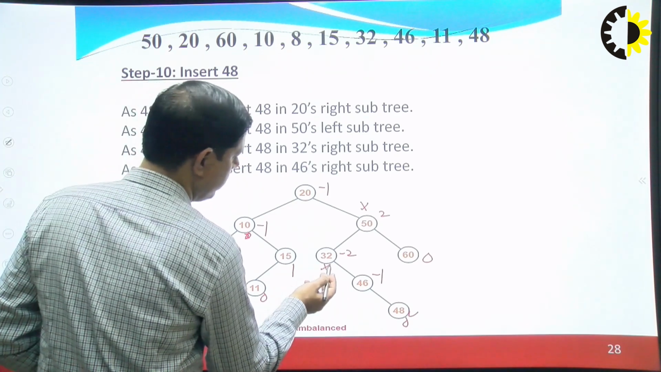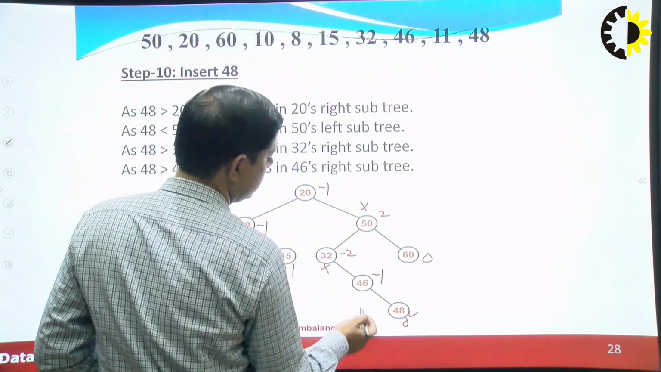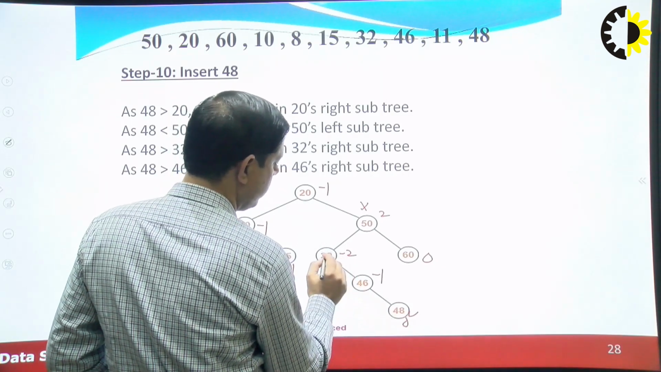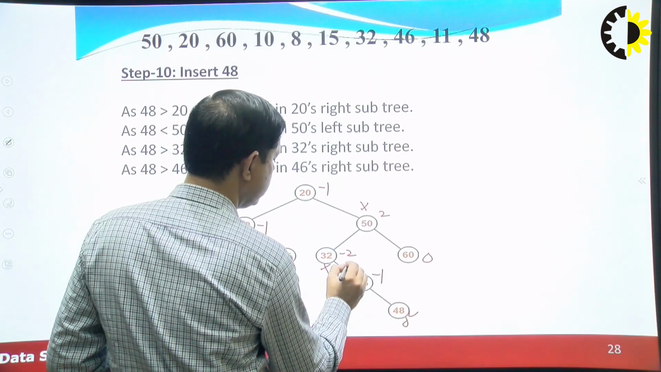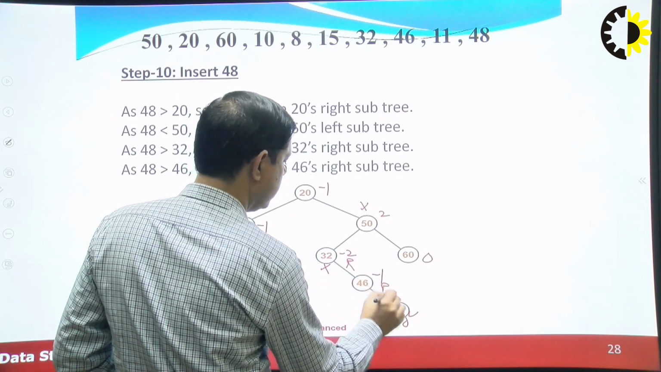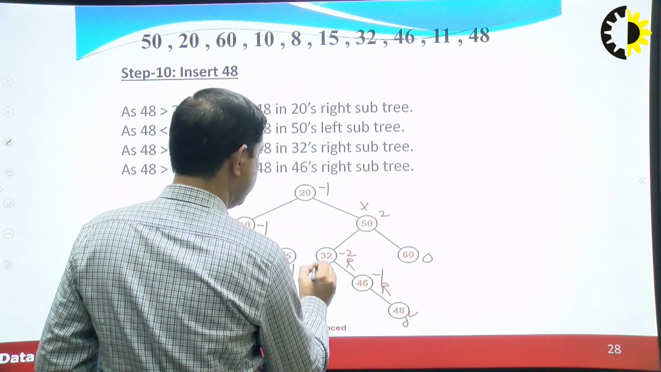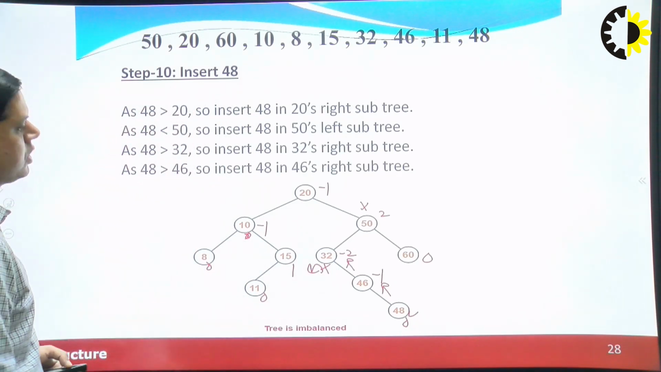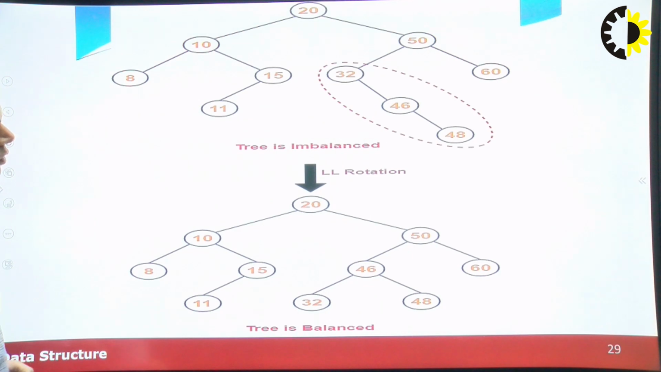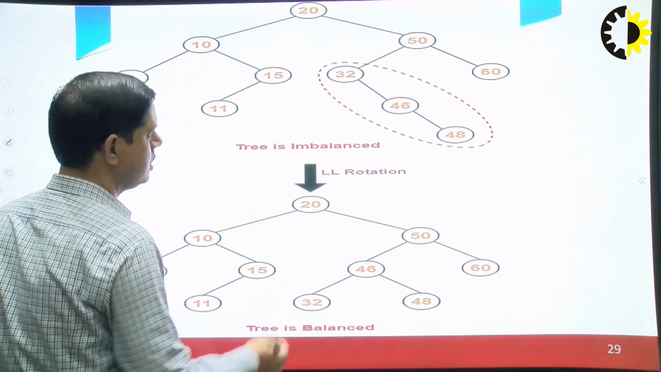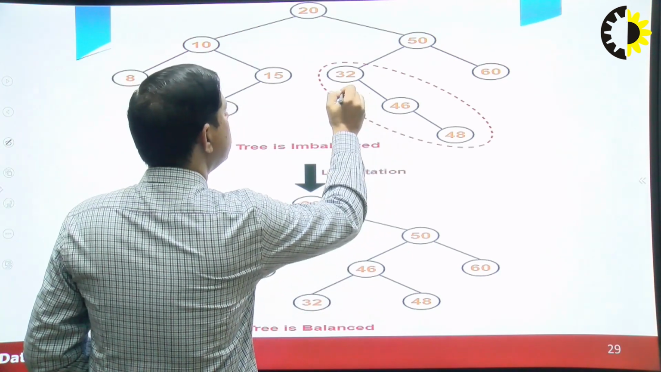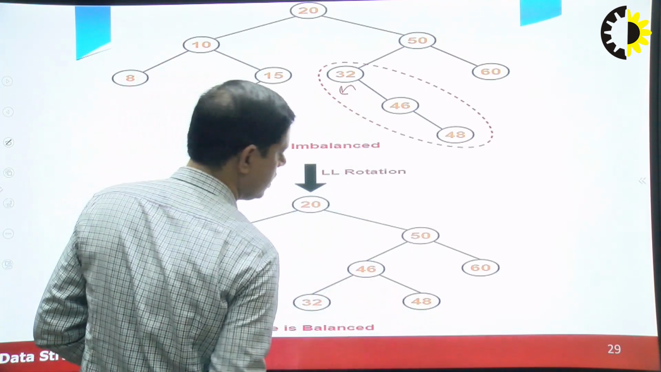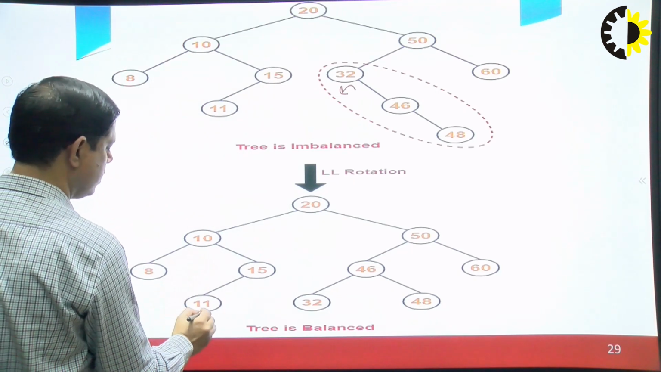So first of all, we will balance node number 32. It is imbalanced at node number 32 after insertion of 48. Then we will go from that node to that side, that is right of this and right of this. Then we will rotate at 32 in the left direction. If we rotate, it will be like this. Now 46 will become the root, 32 will be the left child and 48 will be the right child. Now we can check the balancing factor.